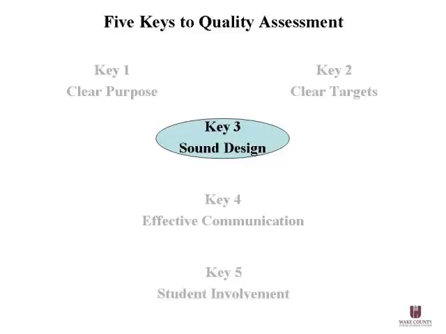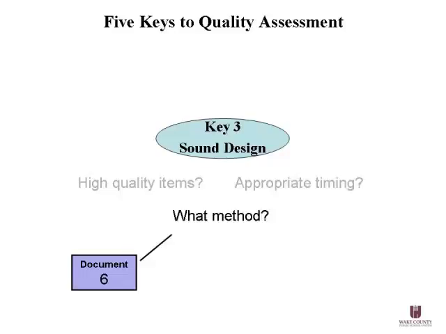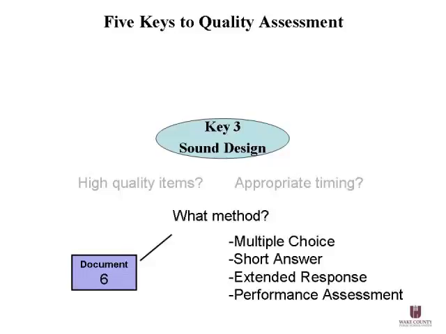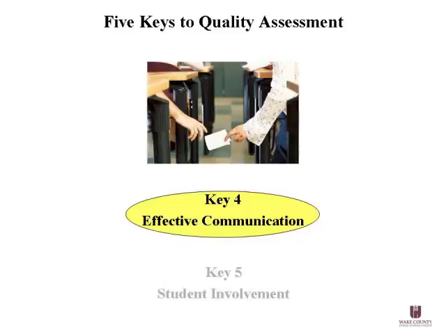The third key is to design the assessment with high-quality items that avoid bias, accurately reflect the desired learning targets, and prevent any ambiguity about what is being asked of the student. The timing of the assessment within a cycle of planning and instruction is also an important design consideration, and so is the selection of an appropriate method, for example, multiple choice or performance assessment. Taken together, the first 3 keys, clear purpose, clear targets, and sound design, help assure that an assessment is accurate.